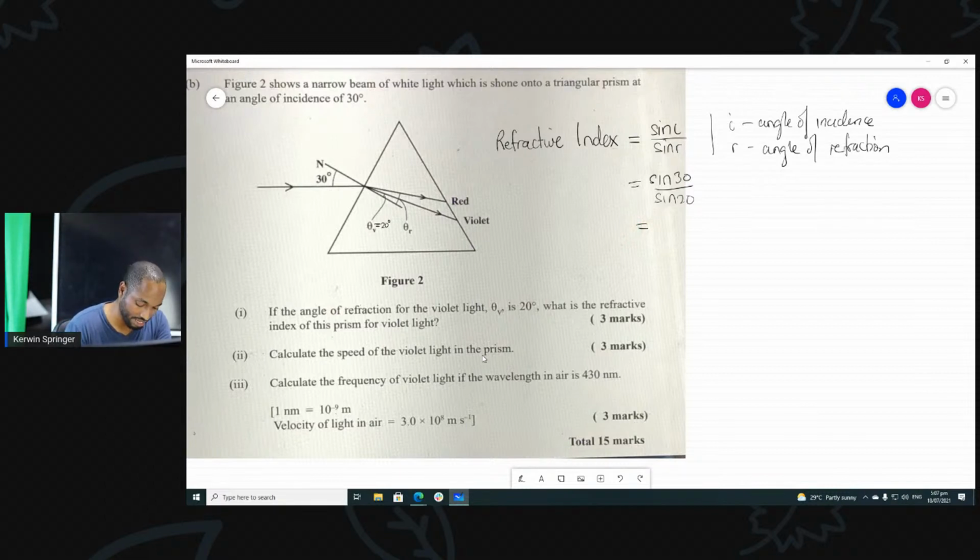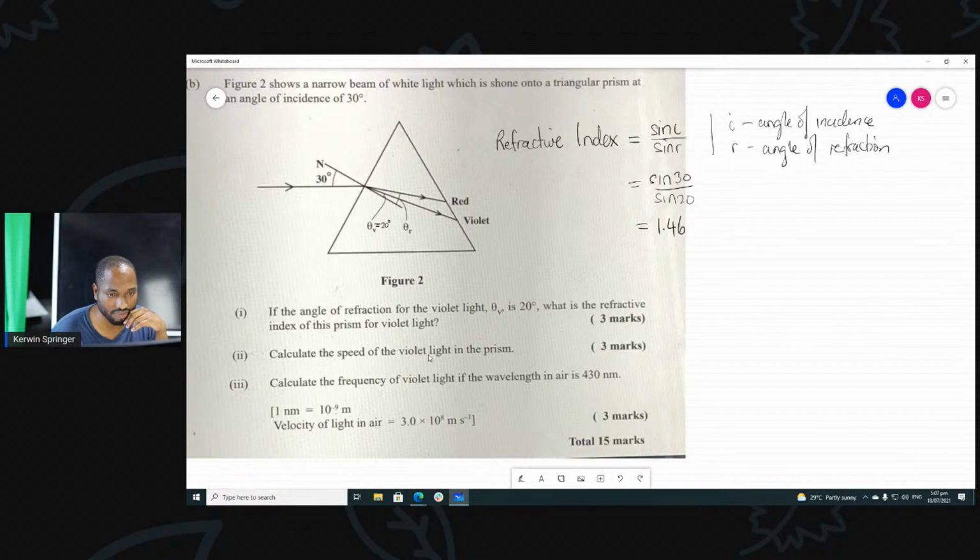So sine of 30 divided by sine of 20. Did I do this correctly? Oh, calculate in degrees, not radians. So 1.46 sound good? The refractive index has no units. Make sure your calculator is not in radians. As I said, the refractive index for glass is normally around 1.4.